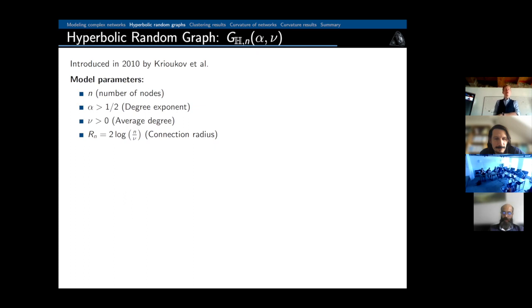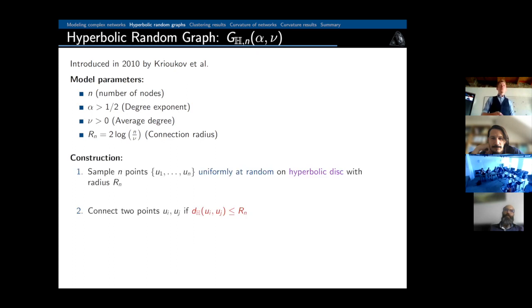It has several parameters. N is, of course, the number of nodes. There's an exponent alpha, which should always be bigger than 1/2 for the network to be sparse. You can think of this exponent as tuning the exponent of the degree distribution. There's a parameter nu, which controls the average degree. And then there is a parameter R that comes from these 3, and that controls the connection radius, basically the hyperbolic radius in which points connect to each other.